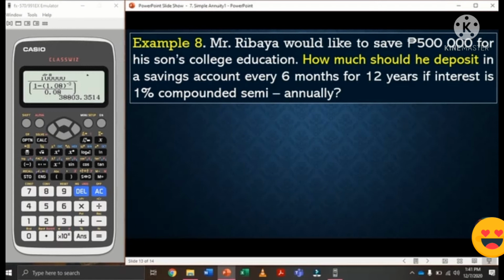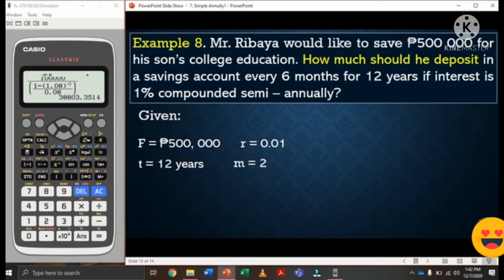So, ibig sabihin, since ang tanong dyan is kung magkano yung i-deposit niya every 6 months, regular payment yung hinahanap. And then meron siyang gusto mag-save ng 500,000 pesos. Ibig sabihin yung future value, yung future amount. So therefore, the given is the future value 500,000 pesos. Rate is 0.01. The term is 12 years. And the frequency of conversion is 2. So yung N natin, M times T, that is 2 times 12, so 24. Ibig sabihin, 24 times siya magbabayad, kung ano yung lalabas mamaya sa sagot natin.